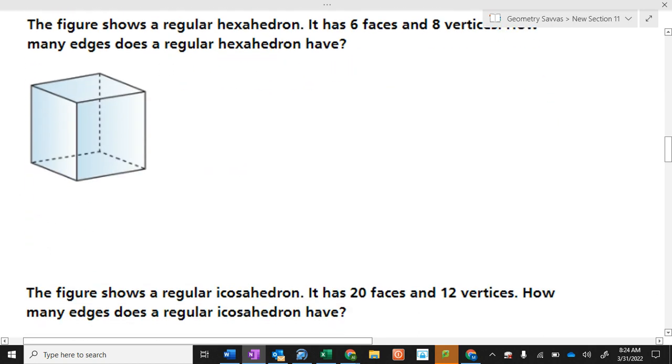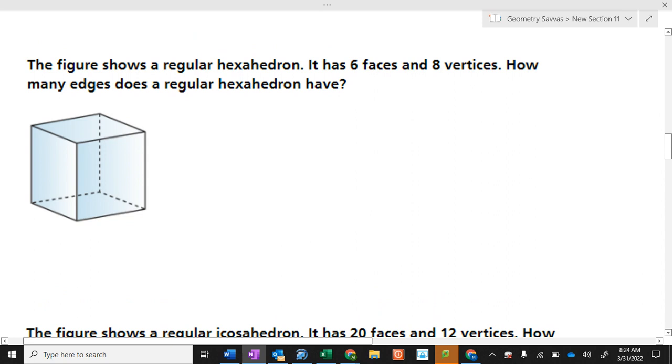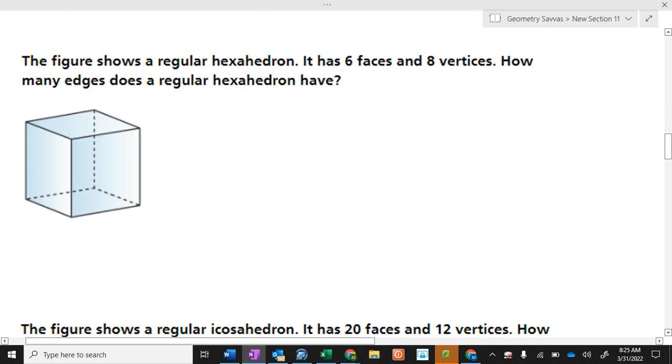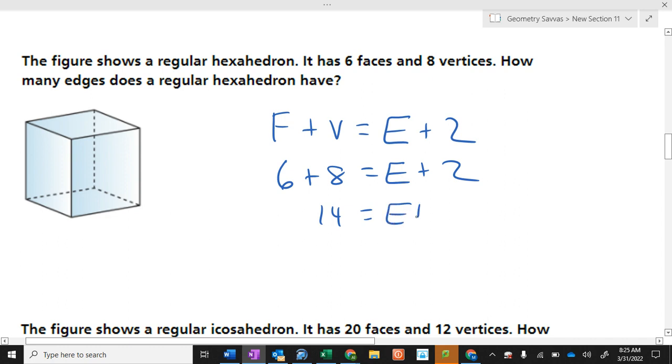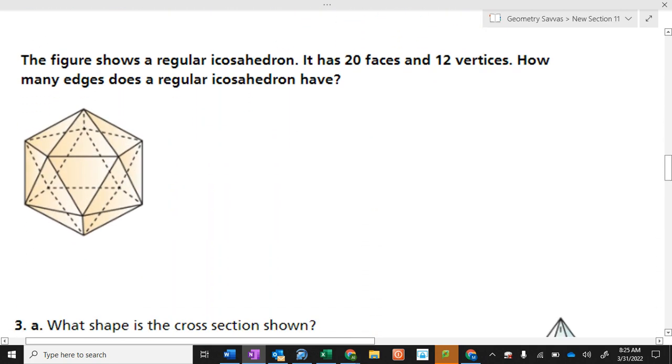Okay? A regular hexahedron, also known as a cube, has 6 faces and 8 vertices. How many edges does it have? Well, F plus V equals E plus 2. 6 faces, 8 vertices equals edges plus 2. So 14 equals E plus 2. How many edges is it going to have? 12. So just subtract 2 from each side. A regular icosahedron. A regular icosahedron has 20 faces and 12 vertices.